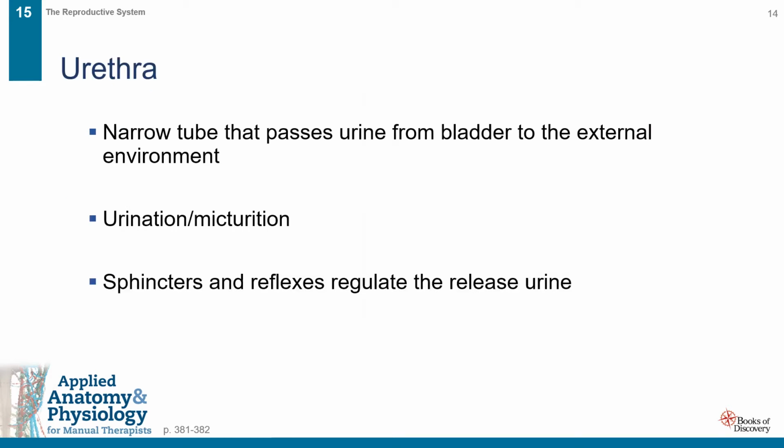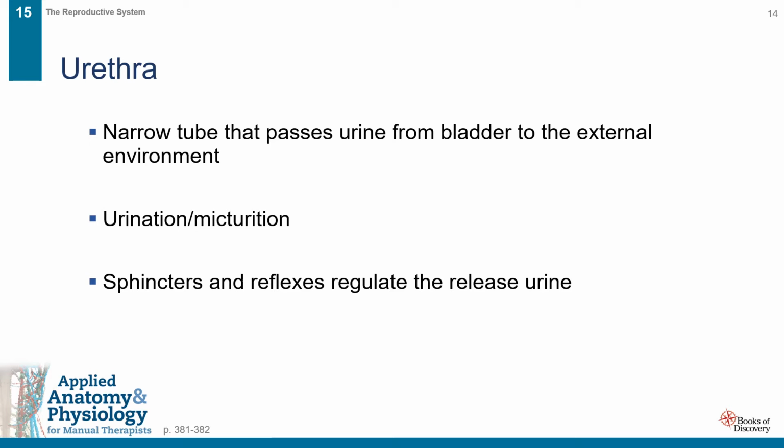The narrow tube that passes urine from the bladder to the external environment is the urethra. The process of eliminating urine is called urination. Similar to defecation, urination is regulated by 2 muscular sphincters.